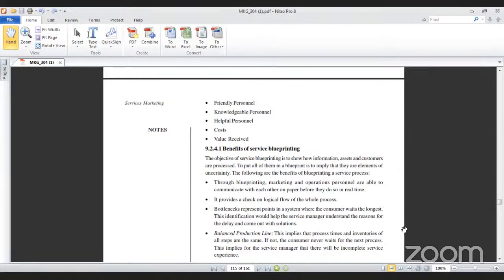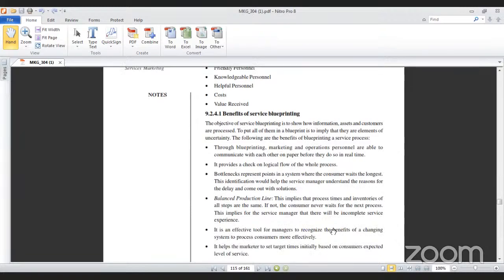bottlenecks represent points in a system where the customer waits the longest. This identification should help the service manager understand the reasons for the delay and come up with solutions. Balanced production line: this implies that process times and inventories of all steps are the same. If not, the customer may wait for the next process. This implies to the service manager that there will be an incomplete service experience.